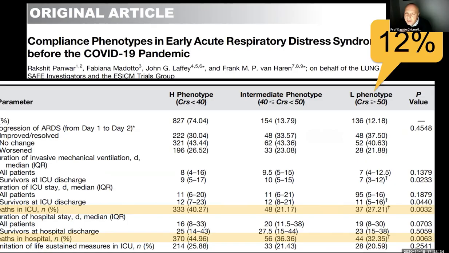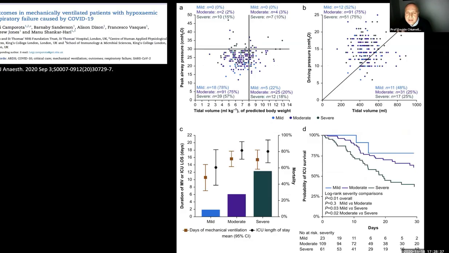So this is our own data. Basically, you can see that loads of these patients, almost 60% of patients with severe ARDS, can be safely ventilated with extremely lung-protective ventilation, and they've got almost completely normal compliance, above 40 milliliters per centimeter of water. So again, very prevalent in patients with severe PF ratio dysfunction, but with normal compliance and therefore lung volumes.